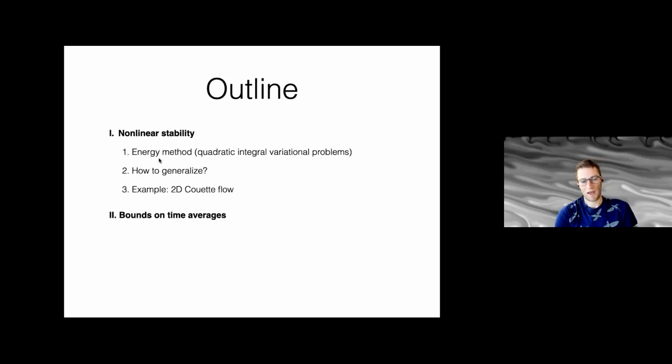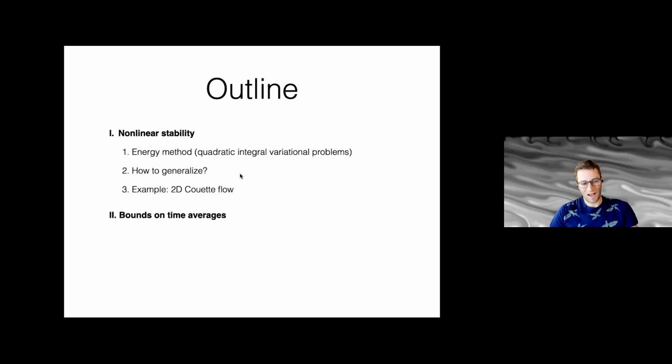So the question is, mathematically, how do you generalize this approach? As I'll describe, this leads to much harder variational problems. I will describe one possible way to confront these. And I'll show you an example for an application to Couette flow, which is one of the canonical models of fluid dynamics.